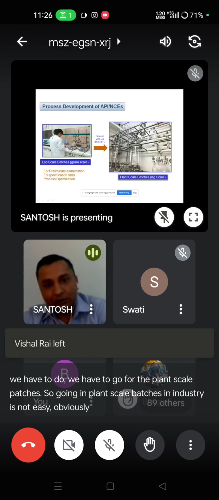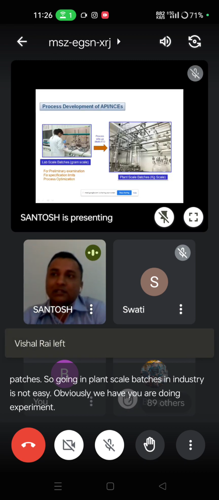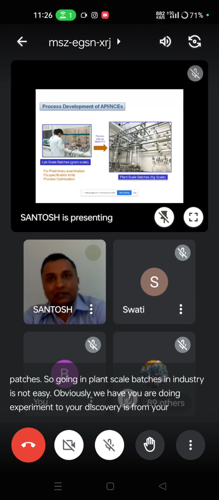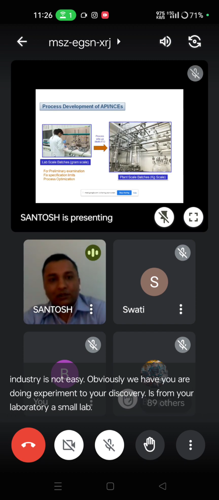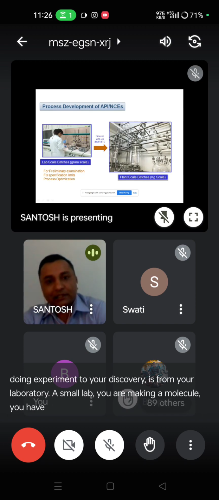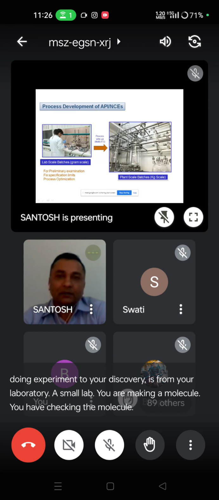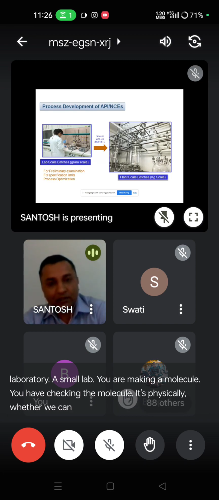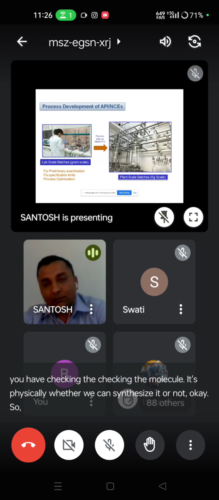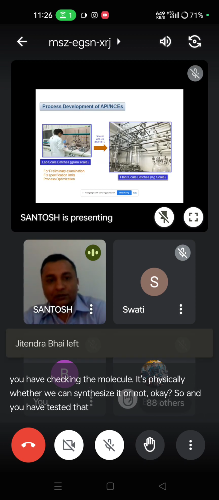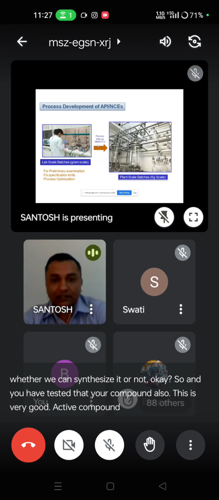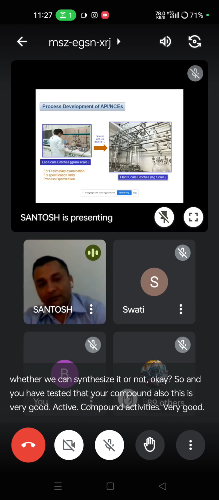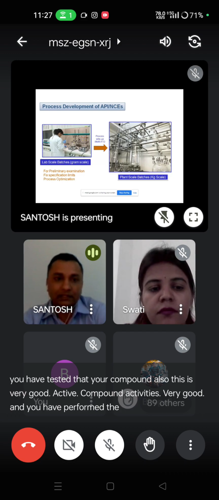Obviously, you are doing experiments. Your discovery is from your laboratory, a small lab. You are making a molecule. You are checking the molecule, its feasibility, whether we can synthesize it or not. And you have tested that your compound is a very good active compound. Activity is very good, and you have performed the enzymatic assay. Everything is over in this stage.